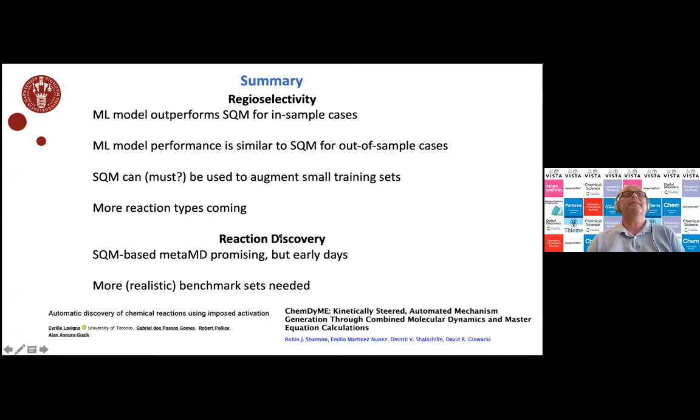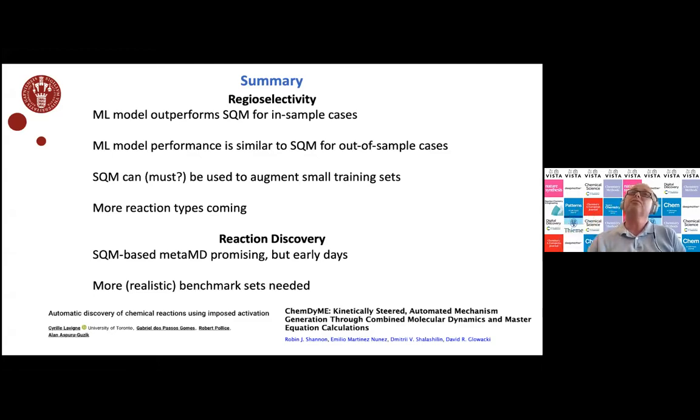Reaction discovery. One approach to this seems to be this metadynamics approach, where you put two molecules together and let them do what they want, right? But it's obviously still early days. I should mention that we're not the only ones working on this. These are two preprints that just came out, one from Alain's group and one from David Glowacki's group, with very, very similar ideas. They're also getting very promising results. But I think they'll agree that it's still early days.